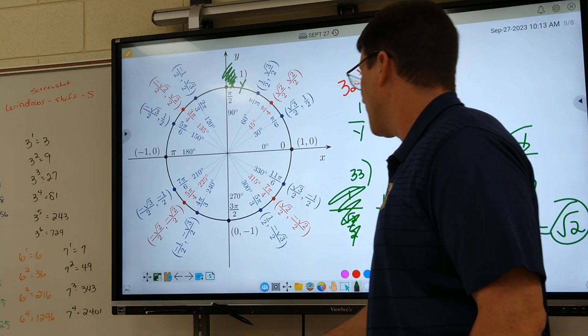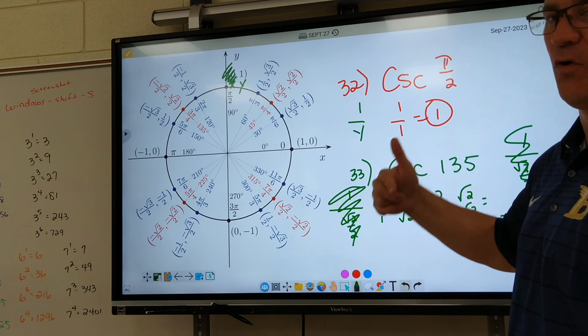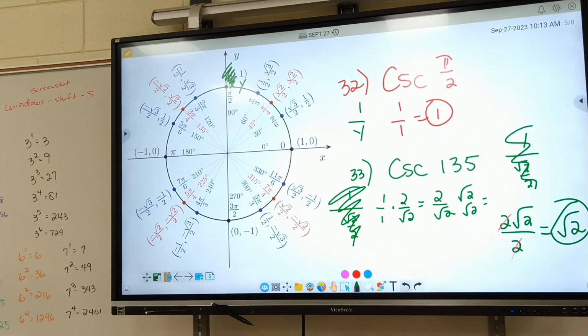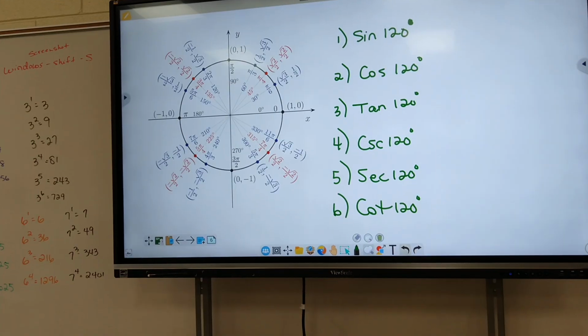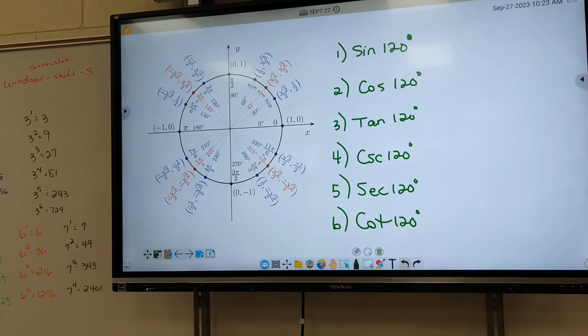All right, so I'm going to show the answers for 34 through 40. Y'all can check them. And we'll take a bathroom break. We got to do 1 through 6 before we do the triangles at the bottom.